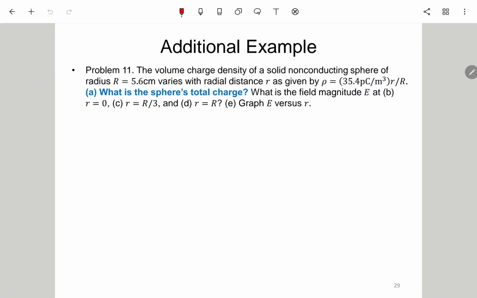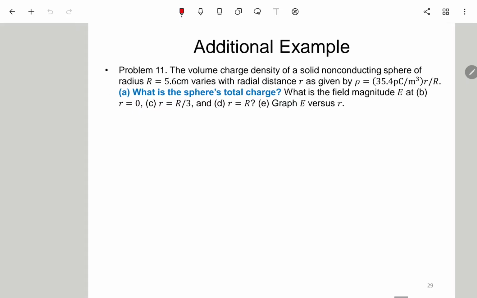Okay, so here we have some additional example. Of course, this one is really complicated, I mean, for the math. If you can understand that, then probably you are good at math. But if you can't really understand that, just try to take a look at it.